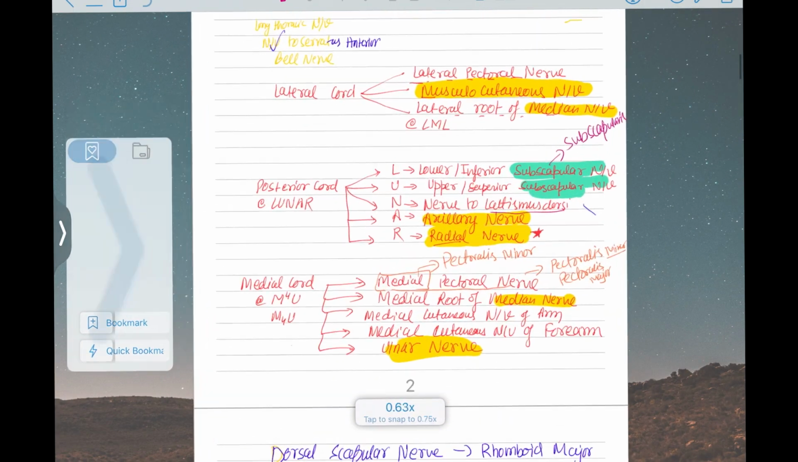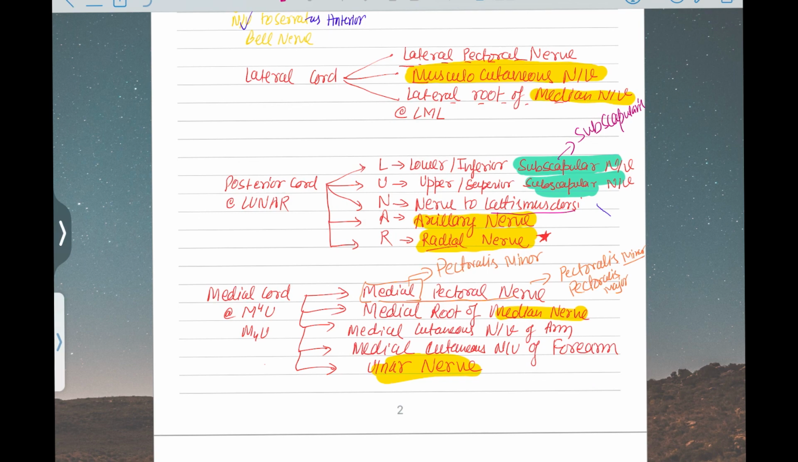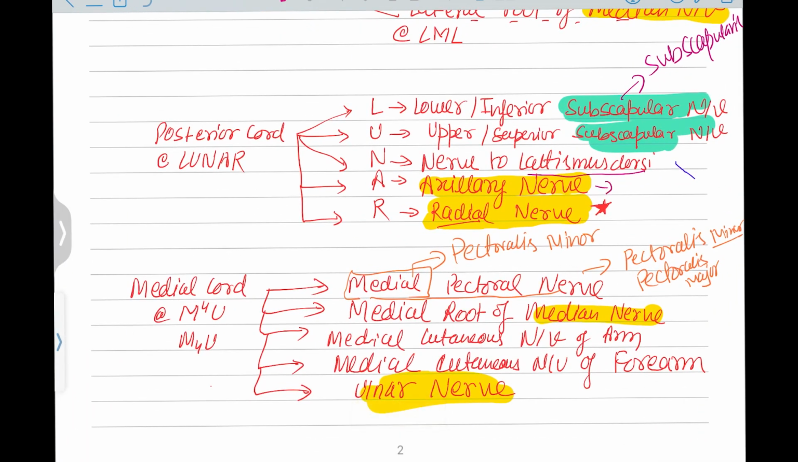Now there comes the axillary nerve. This will supply the deltoid muscle and the teres minor muscle.